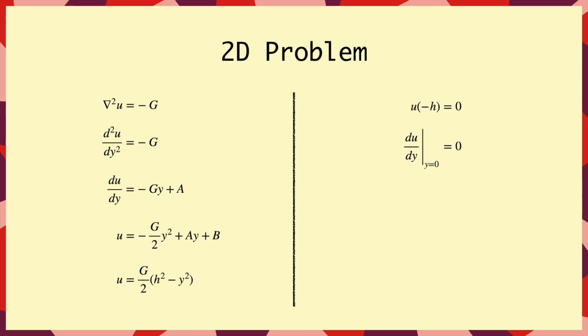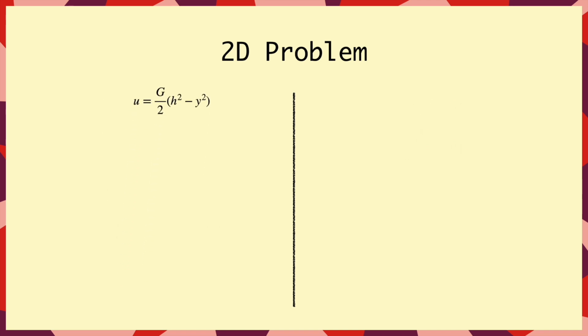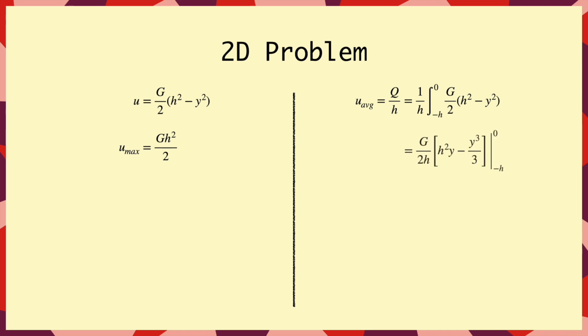And if we want to find the maximum velocity, well, that's where y equals 0, so at the top of the fluid. And the other measure we're interested in is the average velocity across the height of the fluid. So to find that, we need to integrate the velocity over the height to find the total flux, often called q, and divide that by the height h.